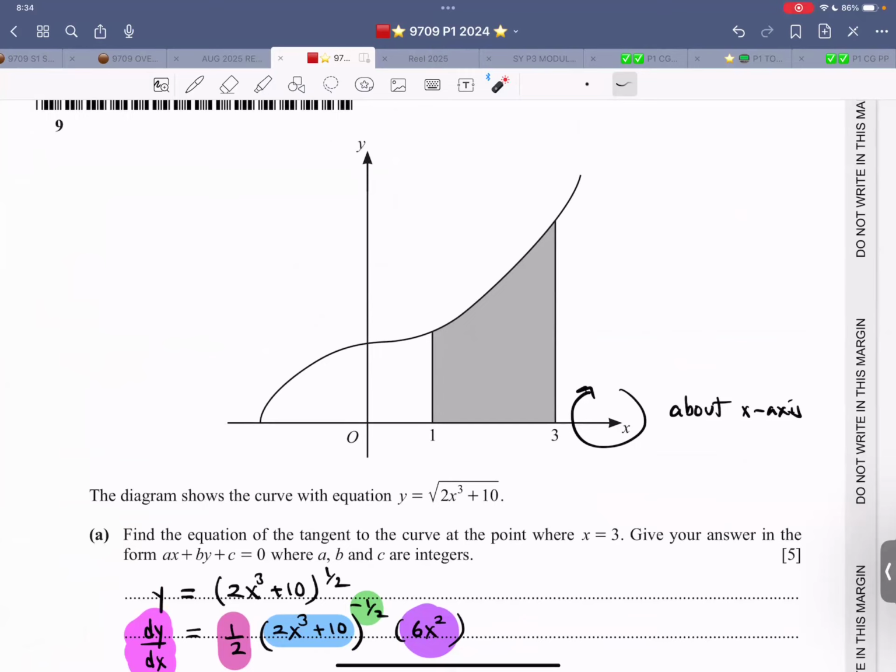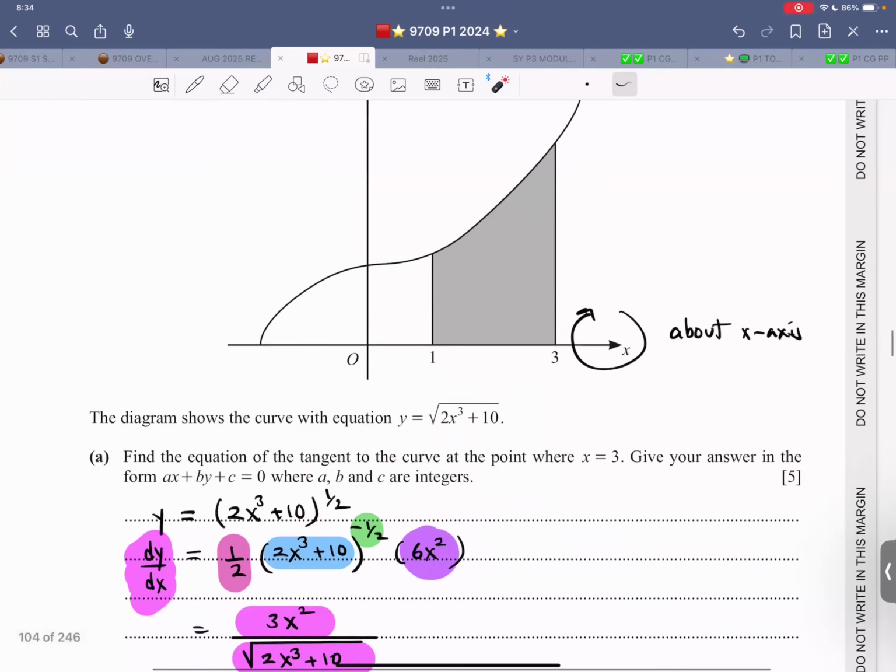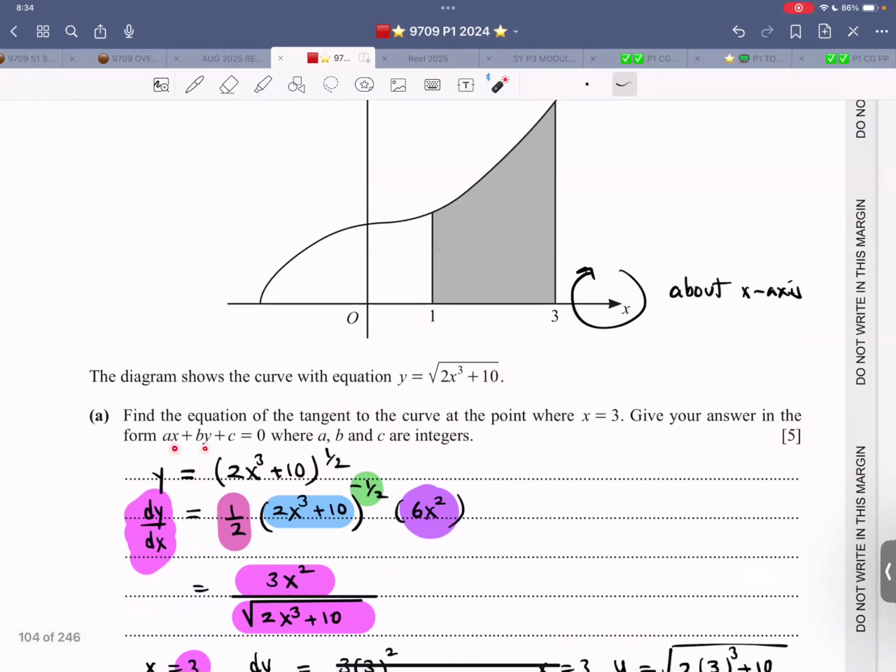And integration, I think that is area or volume. Area slash volume of revolution. Now it says the diagram shows a curve with the equation such and such. Find the equation of tangent to the curve at the point where x is equals to 3. Give your answer in the form ax plus by plus c is equals to 0.